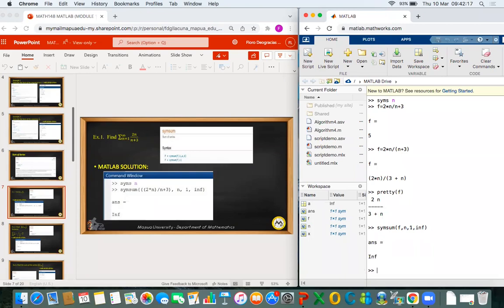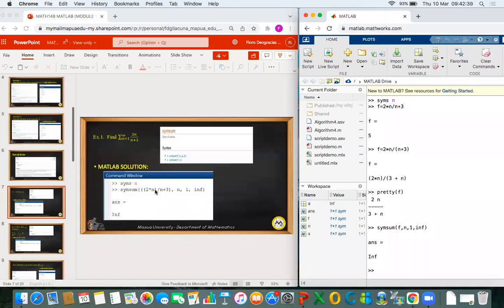So the answer is infinity. This is the answer provided by Matlab, but we know that INF means the series has no sum, right, class? Okay, so you just conclude that way, class. Are there any questions?